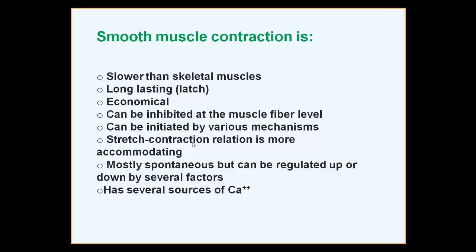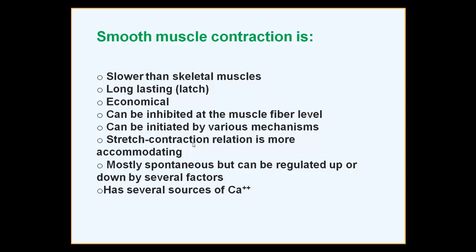As we discussed earlier, the contraction of the smooth muscles is mostly spontaneous, but it can also be regulated up and down by several factors, and we discussed some of them when we were talking about the autonomic nervous system. Some hormones, like oxytocin, cause contraction of the uterus. You can take some inhalers if you have asthma, and in asthma you have violent contractions of the smooth muscles that line the bronchioles, and you can inhibit it, or you can regulate that contraction by different mechanisms.